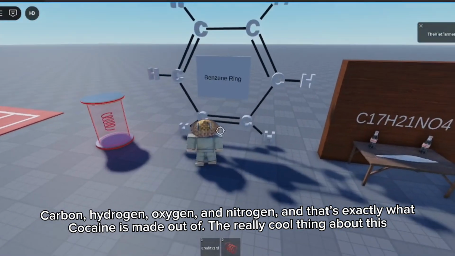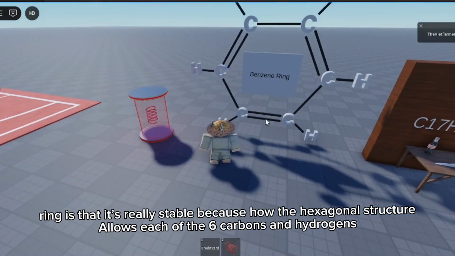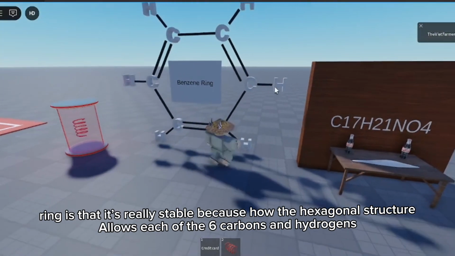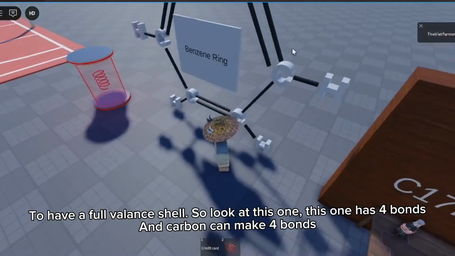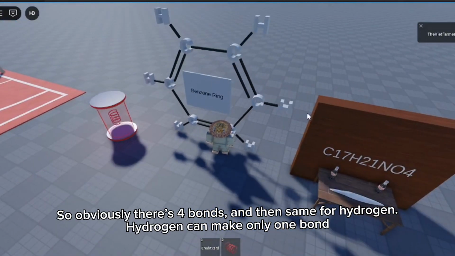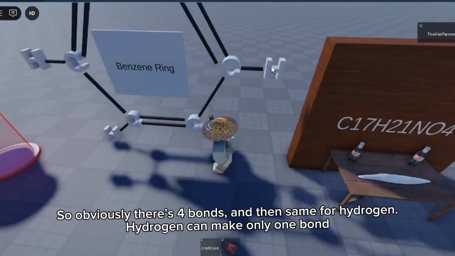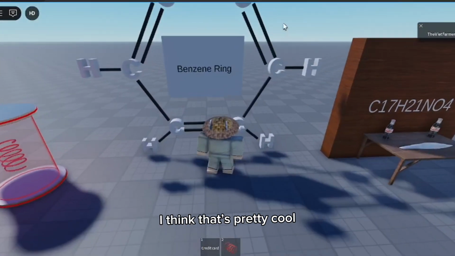The really cool thing about this ring is that it's really stable because the hexagonal structure allows each of the 6 carbons and the hydrogens to have a full valence shell. So this one has 4 bonds, the carbon can take 4 bonds, and then obviously there's 4 bonds. And then same for hydrogen, obviously hydrogen can only make 1 bond, and so I think that's pretty cool.